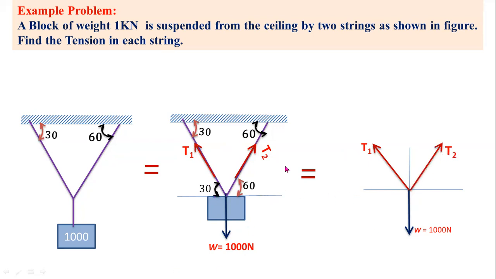Here, this tension T1 makes an angle 30 degrees with respect to the horizontal line, so you have to consider 30 degrees here and 60 degrees here. So this tension T2 makes an angle 60 degrees with respect to horizontal. So this is the final free body diagram for this given problem. Now you have to solve these two forces.